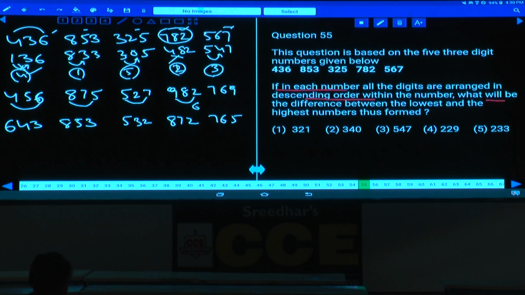Then what will be the difference between the lowest and the highest numbers thus formed? What is the lowest number here? The lowest number is 532, the highest number is 872. Then what is the difference between these two? 872 minus 532 is 340, that is choice 2. Question number 55, choice 2. Then 56 and 57.